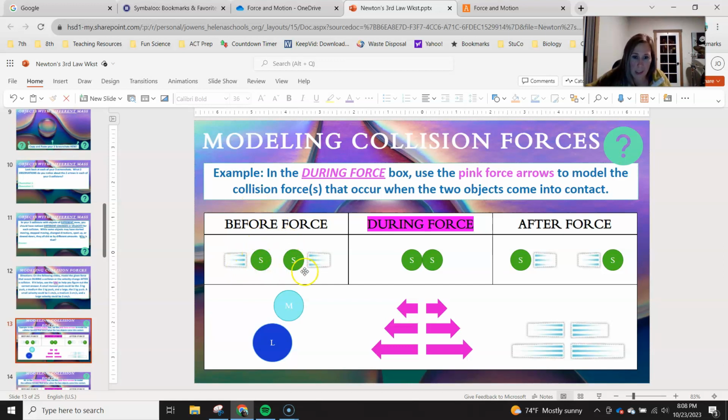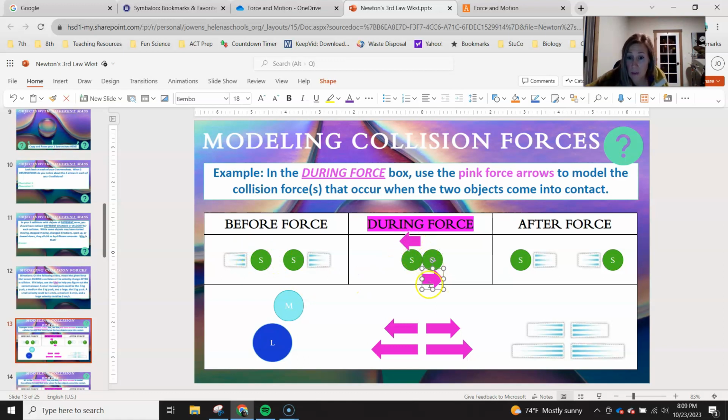I've got 2 small objects, so they're both the same size or same mass, both moving at each other with a small velocity. So when they collide, I'm going to model my forces, and I'm going to see that they kind of swap velocities here. They're going to have the same change in velocity, and they're both going to move away from each other with a small velocity. So to model my force for that one, I'm going to choose 2 small arrows. Again, it doesn't matter if I choose small, medium, or large arrows. I'm just going to guess small because they're moving at a small velocity and they're small objects.